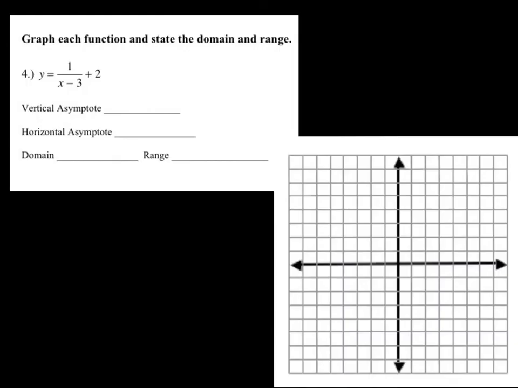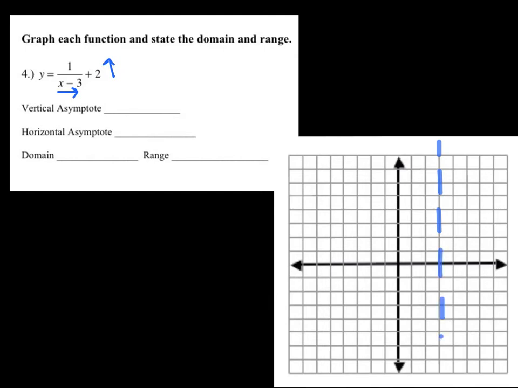So for number 4, we've got 1 over x minus 3 plus 2. The first thing I always like to do is just draw in my asymptotes. So I know that my asymptotes are going to be right 3, so the vertical will be at 3, and the horizontal will be at 2.